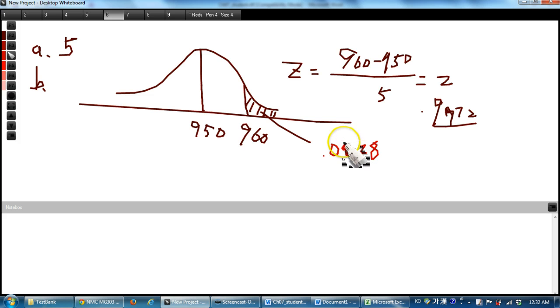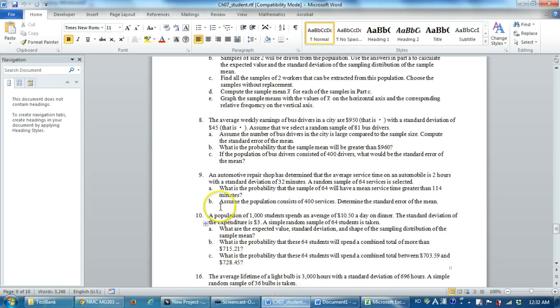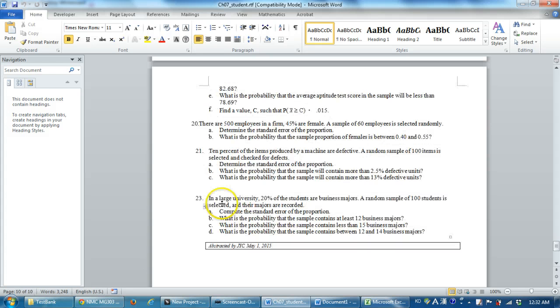Right. Okay, let's move to another question. Question number 20 is a probability-related question. There are 500 employees in a firm, and 45% are female, and a sample of 60 employees is selected randomly, and then we need to calculate the standard error of the proportion.